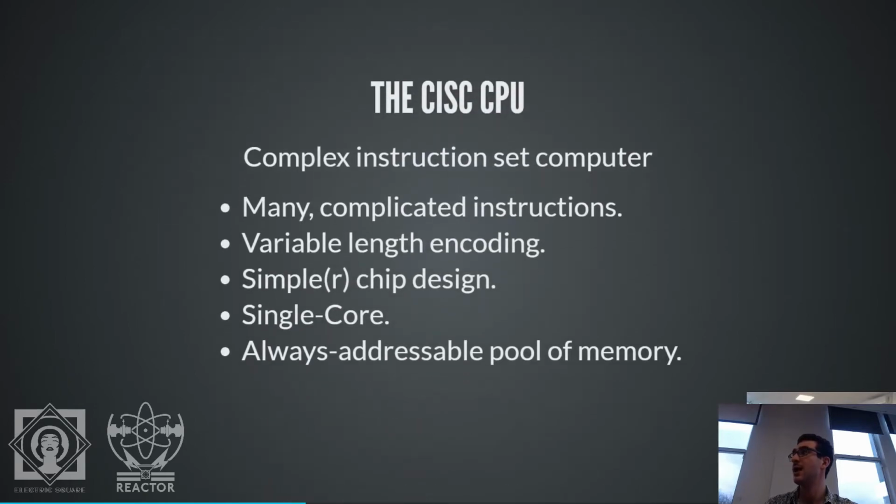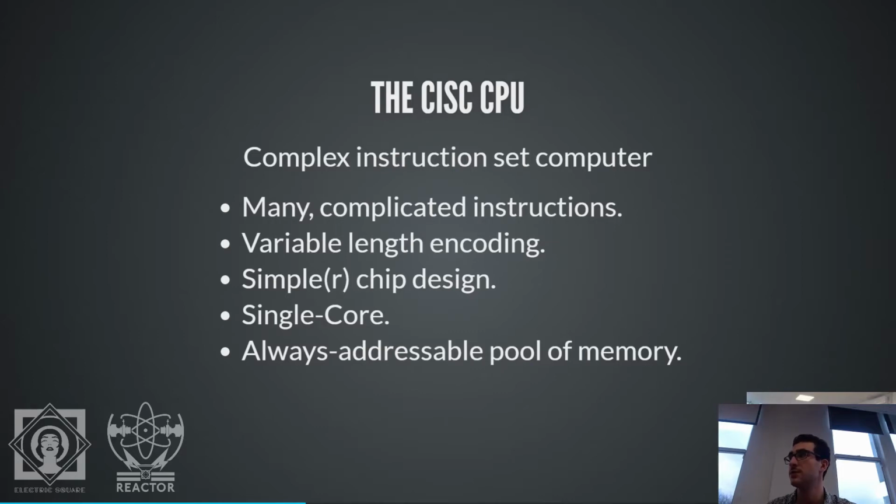And this leads to the CISC CPU, right? A complex instruction set computer. You have many complicated instructions, variable length encoding. The chip design itself is fairly simple because it just implements these instructions as is. It will be single core, and you'll have an always addressable pool of memory. Because our clock cycles are so slow anyway, we can much more easily just say, I want to decode an instruction or grab some data from this piece of memory, and we'll be able to do that in something approaching a single clock cycle.